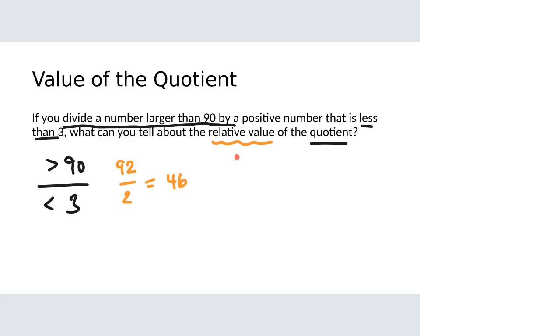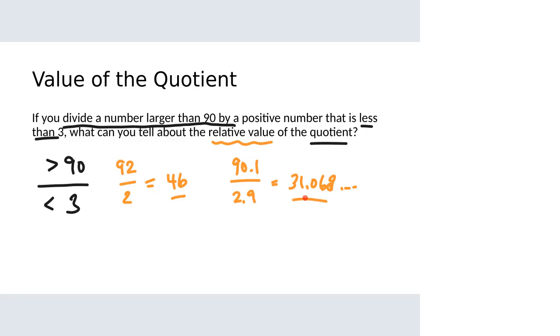Okay, but what if I pick something bigger than 90 and something smaller than 3 that were really close to 90 and really close to 3? If I do 90.1 divided by 2.9, now I get 31.068, and it keeps going. Okay, so my answer can't be 46, and it's probably not 31.